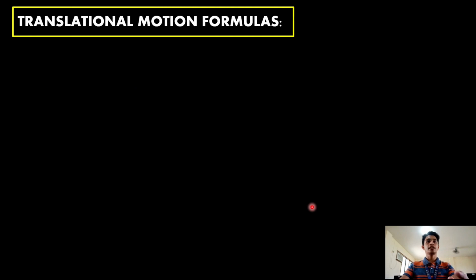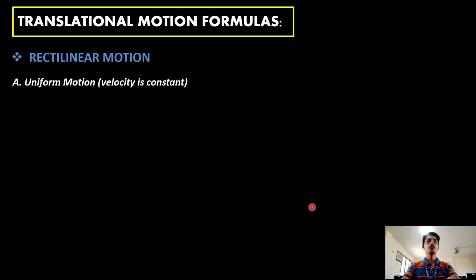Translational motion formulas. This is the formulas. Sa rectilinear motion, meron tayong iba't ibang cases. First is uniform motion, or the velocity is constant. This is the formula. Basic formula is distance is equal to velocity times time.